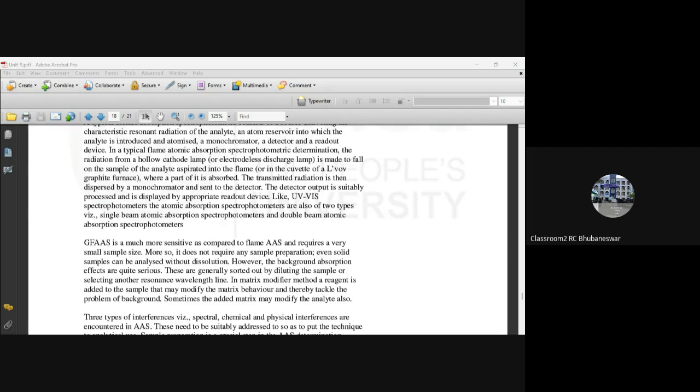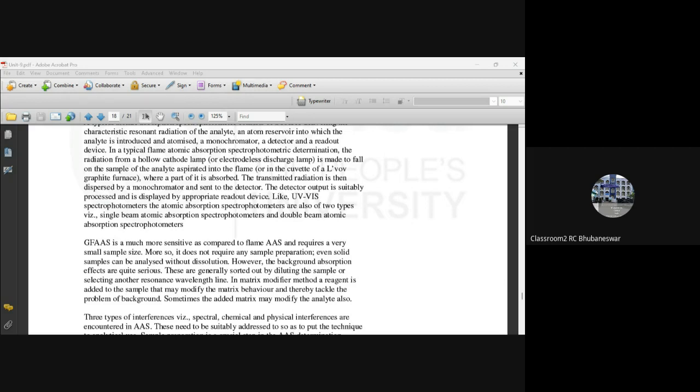Sometimes, due to spectral interference, interference can be spectral interference, and it can also be chemical interference. If we want to avoid the spectral interference due to scattering that is coming out of the sample, then we have to keep the monochromator after the sample, so that the output coming out of the sample will be monochromatic and intense enough to get captured by the detector.